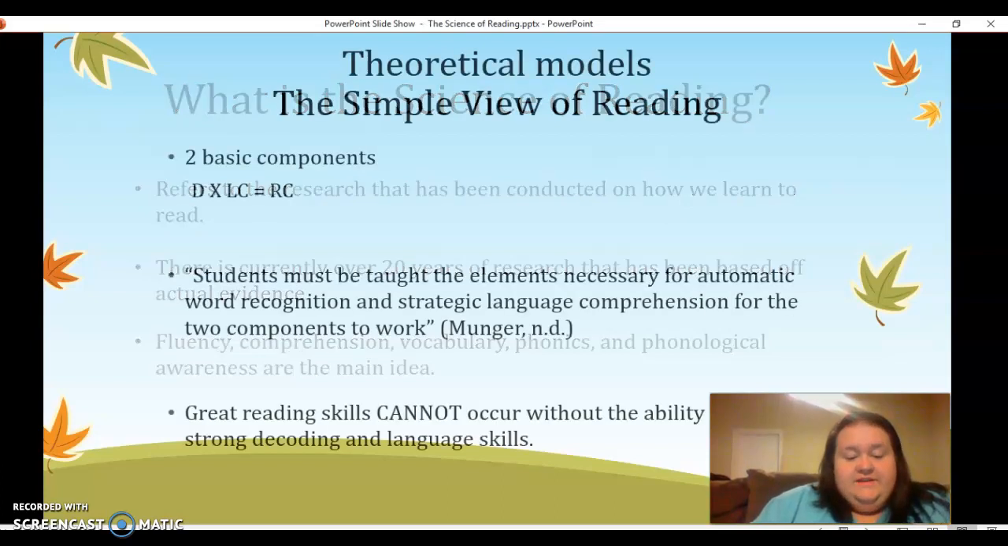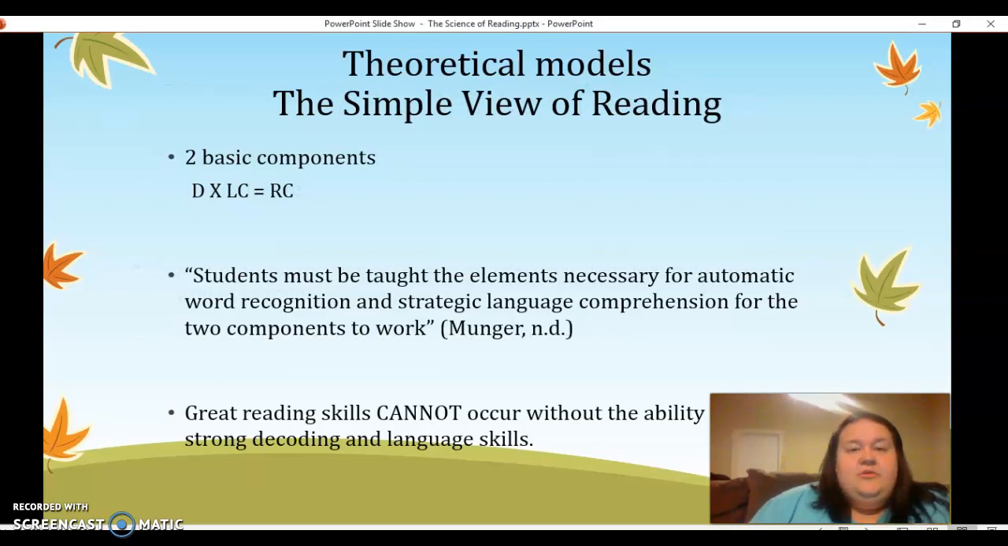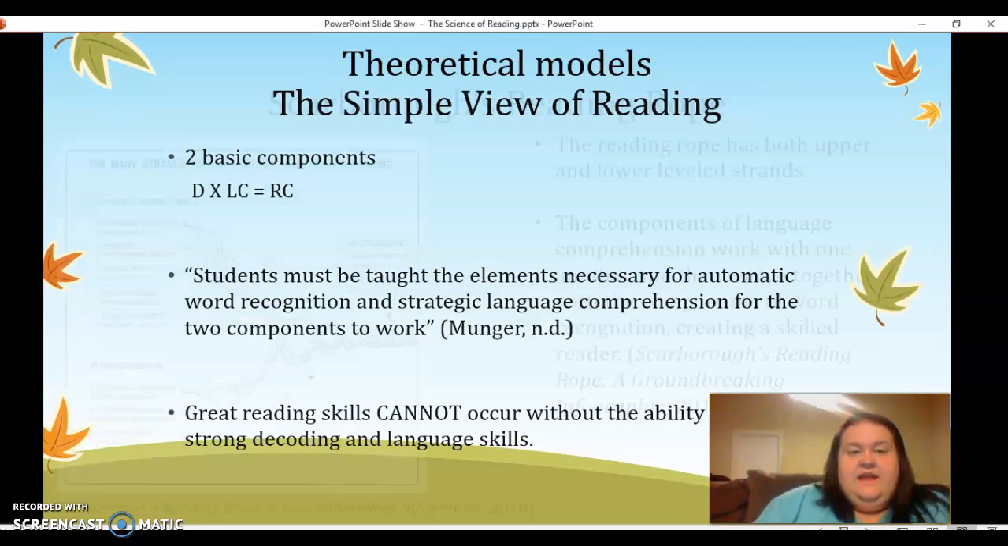There are four main theories of how reading occurs. The first model I'm going to discuss is the simple view of reading. The simple view of reading is just as it sounds. It's simple. According to Gough and Tunmer, the psychologists who created the theory in 1986, reading occurs when two major components are achieved. They created a formula for this theory. The formula they created is D times LC equals RC, which stands for decoding times language comprehension equals reading comprehension. The two psychologists believed that reading skills could not occur without students being taught how to produce strong decoding and language skills.